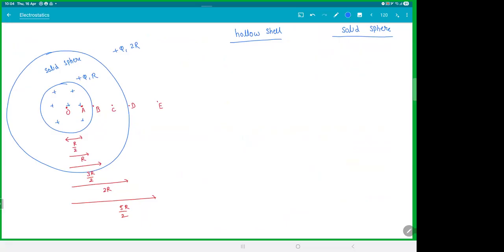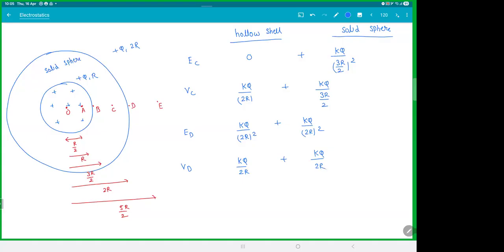C, where is C? C is still inside, 0. Solid sphere के लिए it is outside, so it is KQ by 3R by 2 whole square. What about the potential at C? KQ by 2R. This is KQ by 3R by 2. Potential at D. Field at D. Now the shell will come for the first time. KQ by 2R whole square. This also is KQ by 2R whole square. They just behave like point charges at the center now. And VD will be KQ by 2R. If you're outside, your life is easy. You can just replace them with point charges and you're done.